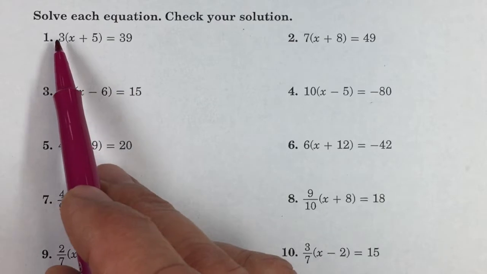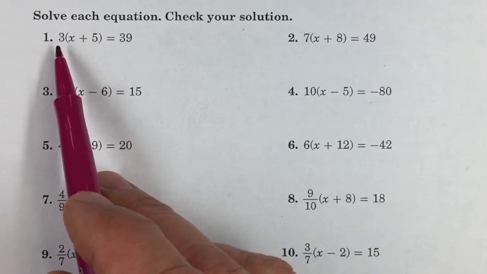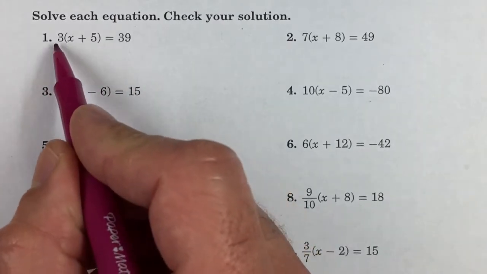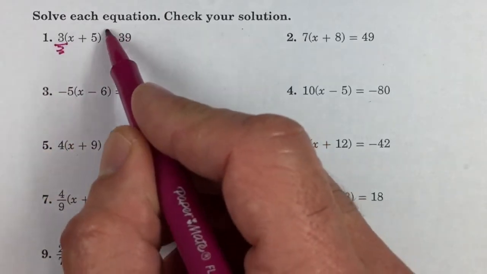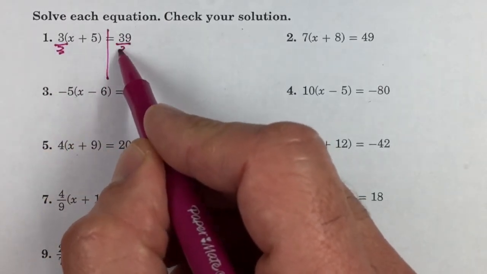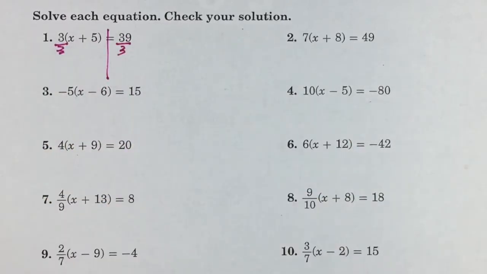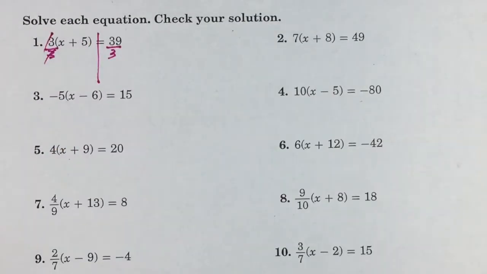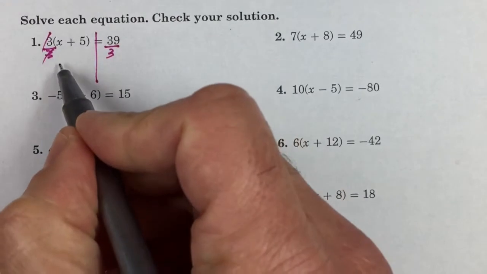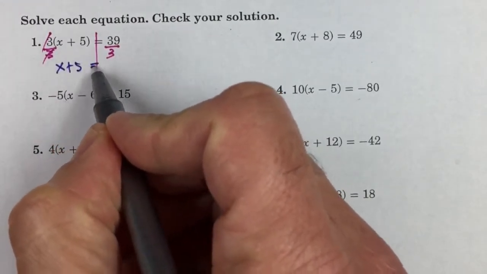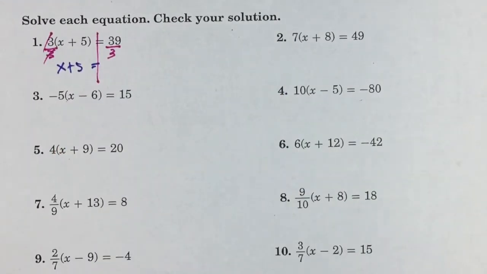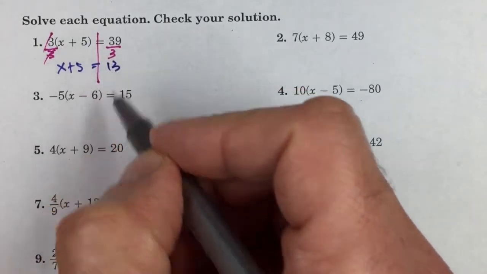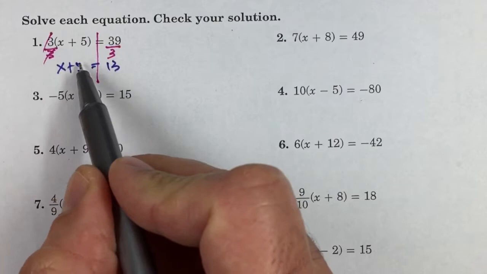So first of all, we need to get rid of the 3. Since it's multiplied, we're going to divide by 3. Both sides divide by 3. And this goes away, and I end up having the parentheses x plus 5 equals 39 divided by 3, that is 13. Now I have x plus 5 equals 13.